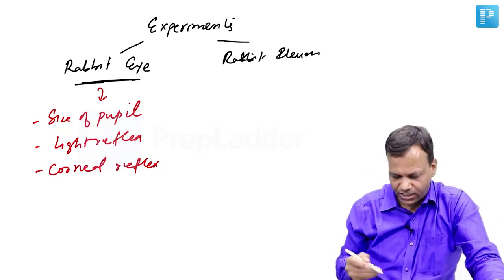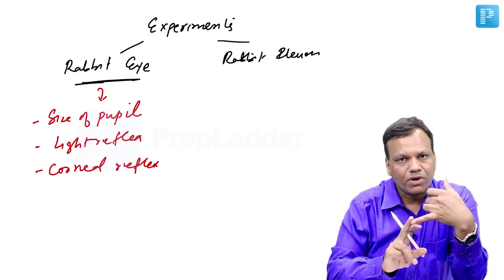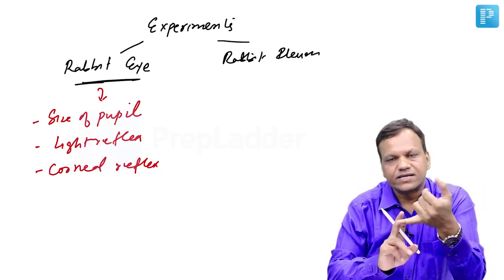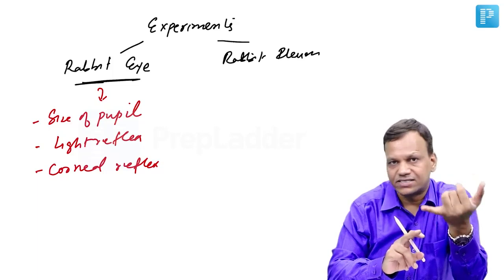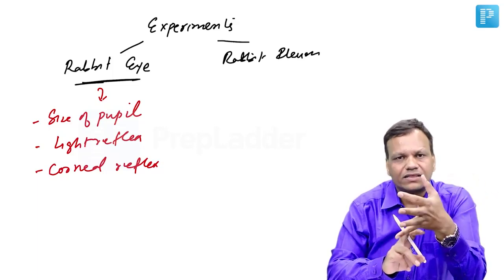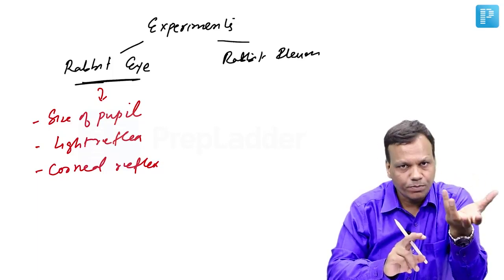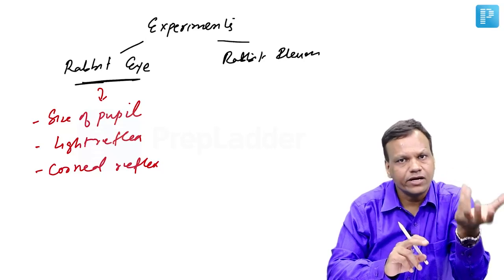Now 4 types of drugs are given. One drug is sympathomimetic drug like adrenaline. Second drug is parasympathomimetic drug like acetylcholine, pilocarpine, etc. And third is parasympatholytic drug like atropine. And fourth is local anesthetic like lignocaine.